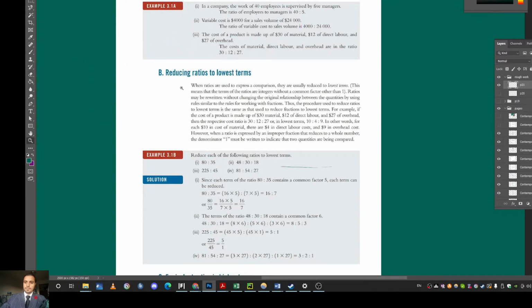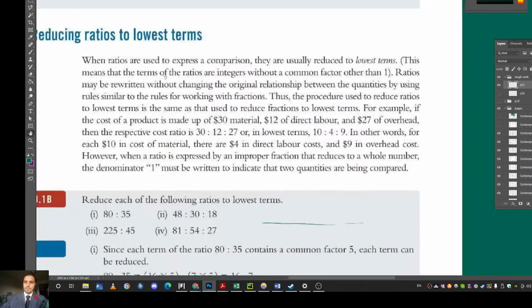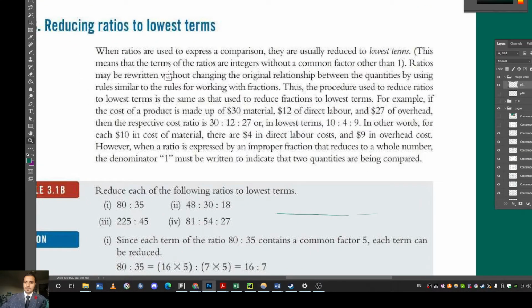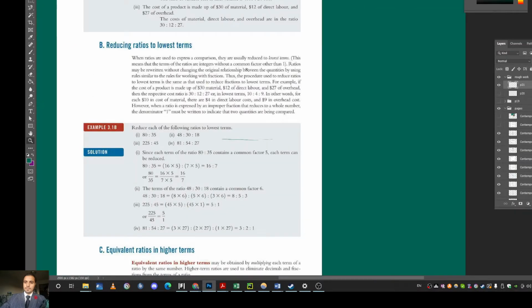Okay, let's get moving here. So, reducing ratios to lowest terms. When ratios are used to express a comparison, they're usually reduced to lowest terms.